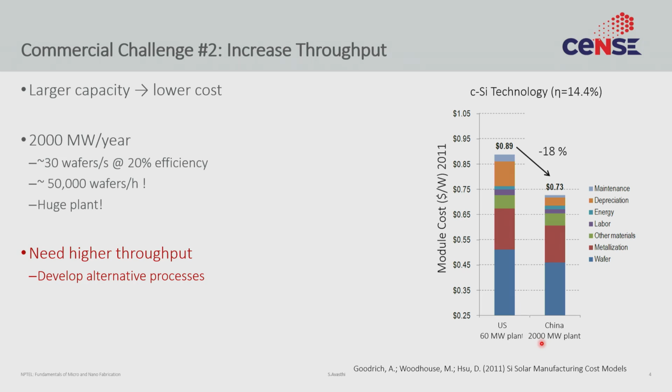And when we are talking about throughput, how many wafers per second are we talking about? For 2000 megawatts per year, you can do some calculations if you assume 20% efficiency, some number of hours per day of production, etc. You're looking at a throughput of around 30 wafers a second. Those of you who have worked in a clean room, I would urge you to sit back and think about that number. That translates to 50,000 wafers an hour. It's a massive number of wafers.